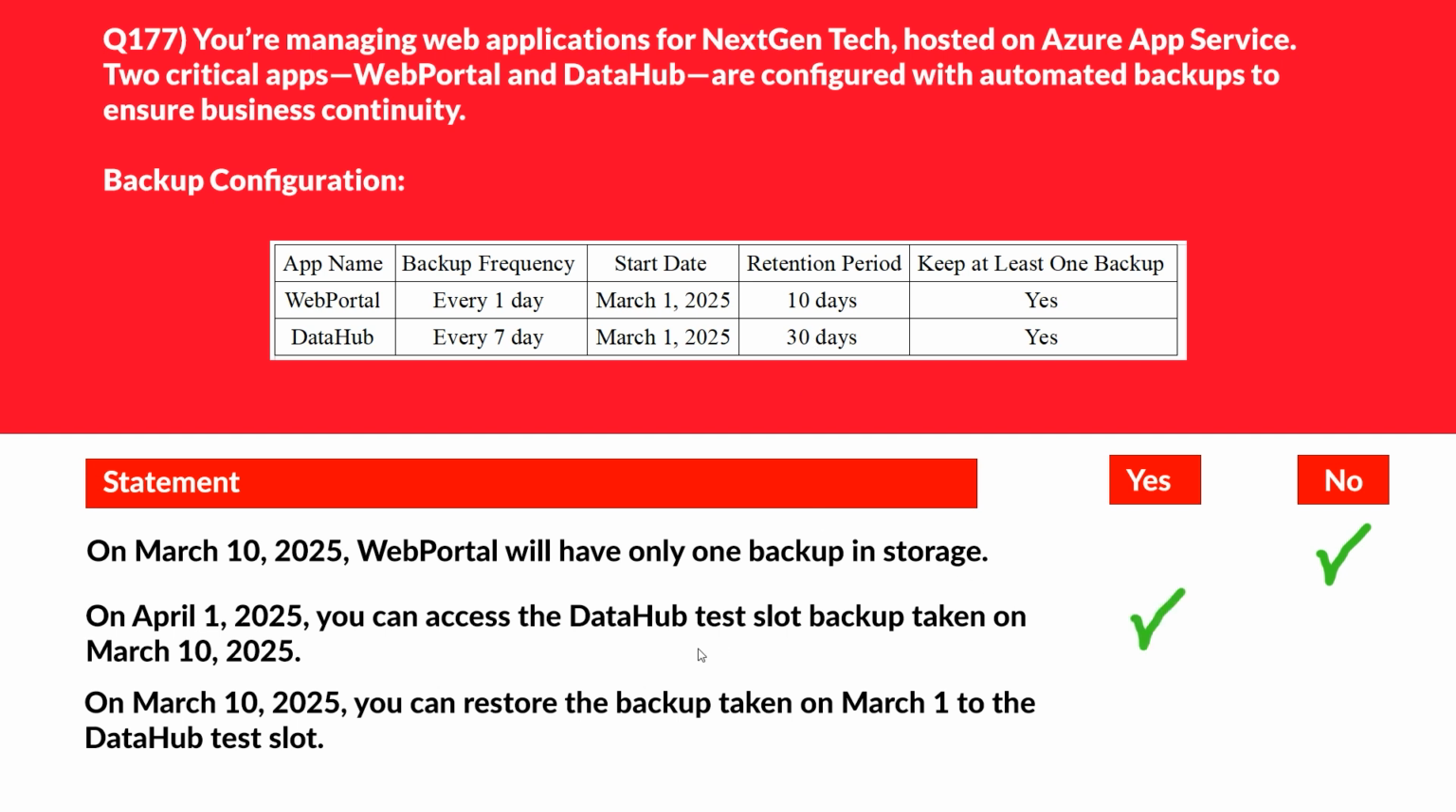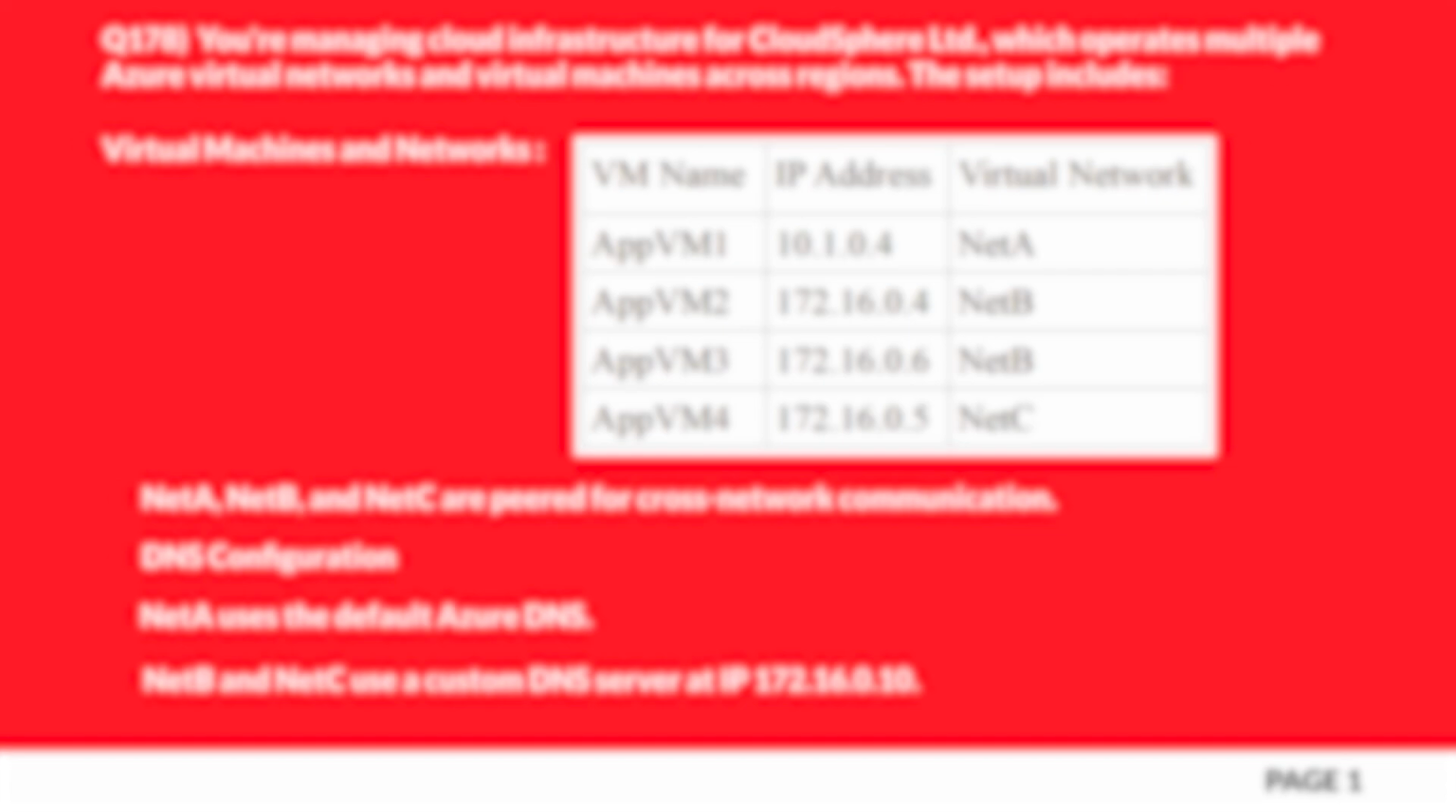Now let's move to statement 3. It says, on March 10, 2025, you can restore the backup taken on March 1 to the data hub test slot. So we can restore the March 1 backup to the data hub test slot on March 10 because it's still retained and restoration to test slots is supported. Therefore the answer is yes. Again, we'll log this as our final answers.